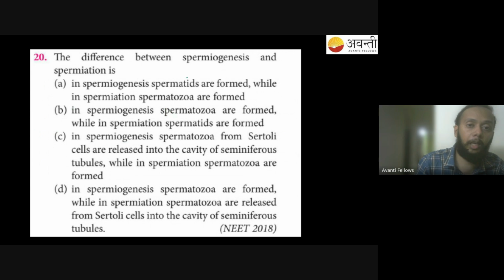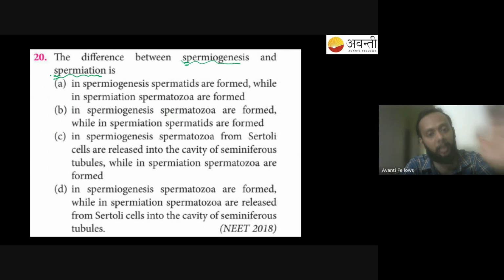The difference between spermiogenesis and spermiation. Remember what I explained to you about both. What was my spermiogenesis and what was my spermiation? So read this or remember whatever we have done in the starting of the class and tell me the correct answer. The difference between spermiogenesis and spermiation is. Now read all the statements carefully. Take your 1 minute here and then try to answer this.